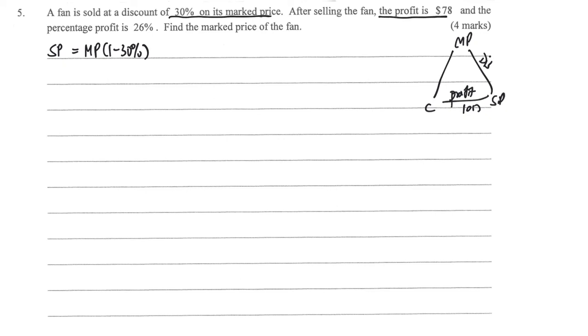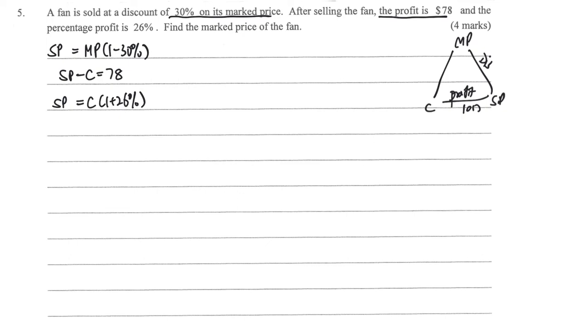And then you were also told there is a profit. Now profit is when you have a selling price higher than the cost. So you made a profit of $78. And then you were also told the percentage profit. So you make a profit on the cost. So you got the 26% profit on the cost to sell the item. So we got three equations, and in this case all of them have got a selling price in them.